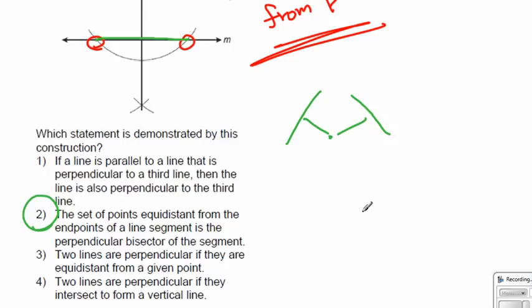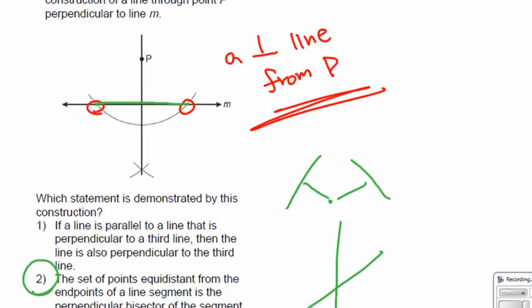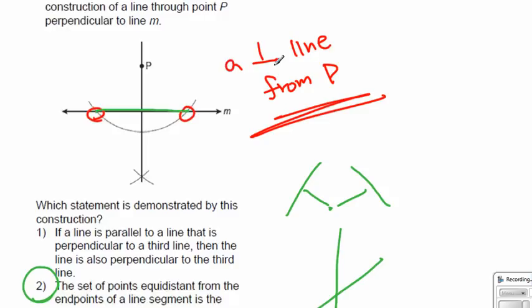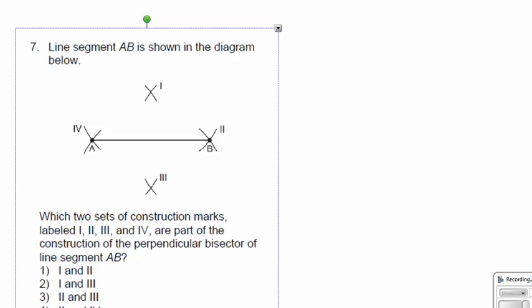Now, two lines are perpendicular if they intersect to form a vertical line. What if one line is vertical in this way? The best answer seems to be number 2, but the better way of writing it would have been a perpendicular line, construction of a perpendicular line from particular point P. That would have been the best description, so number 2 seems to be the closest. All right, let us move on.